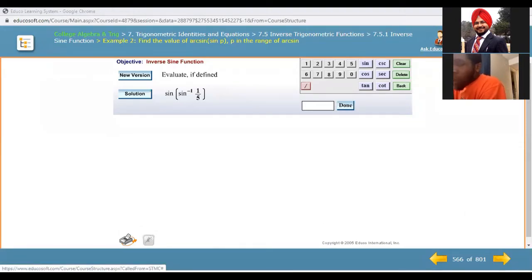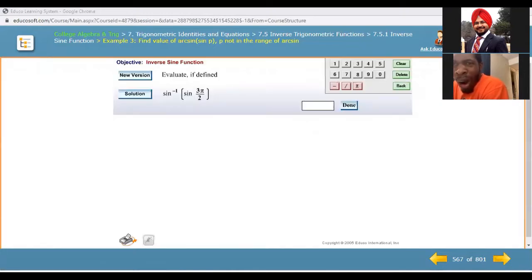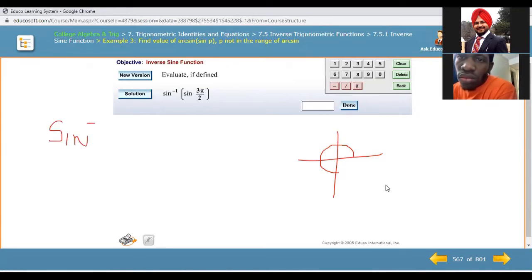Okay, now this is the other way around. In this case, sine inverse is outside and sine is inside. First, we are looking for sine 3π/2. If you remember, this is π/2, this is pi, and this is 3π/2. At this point, sine is -1. So we have sine inverse of -1.